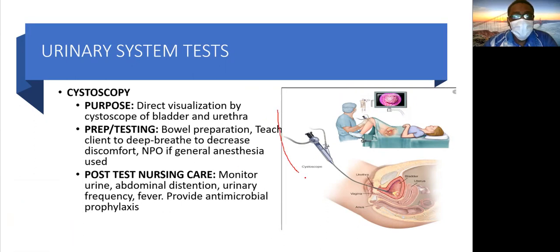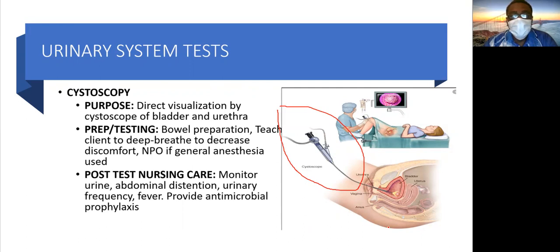Okay, so this is a cystoscope here. It's used to directly visualize the bladder and the urethra. As part of your preparations, you need to prepare the bowel. You need to teach the client to deep breathe to decrease discomfort, and the client would also be kept NPO if general anesthesia will be used.